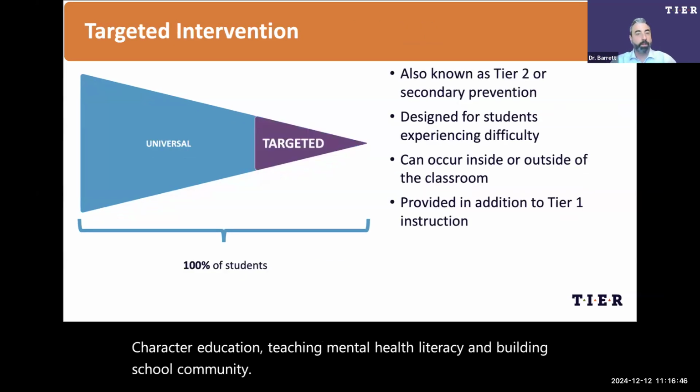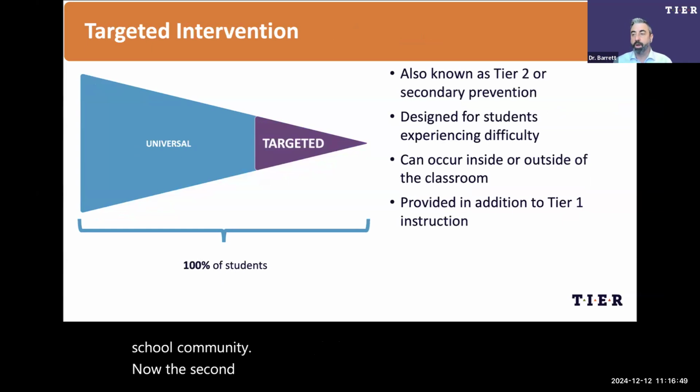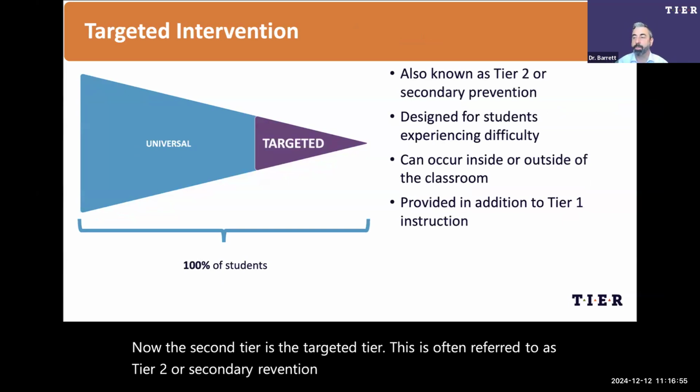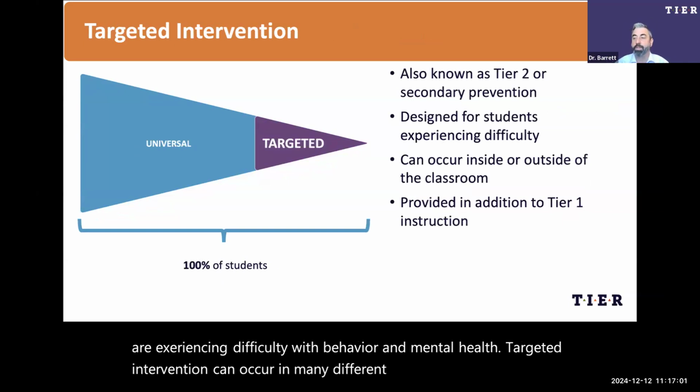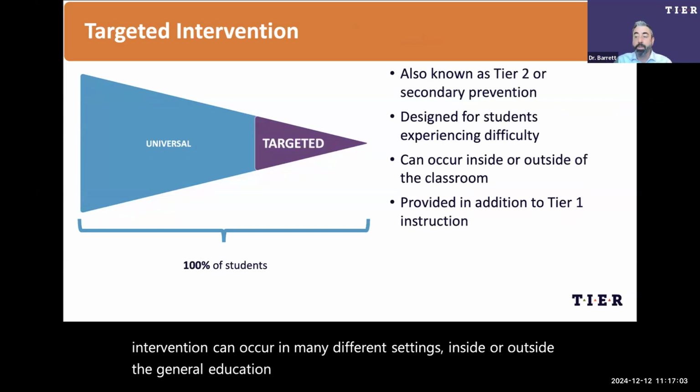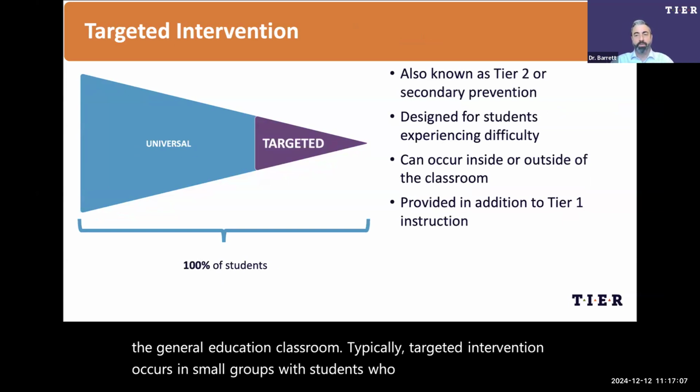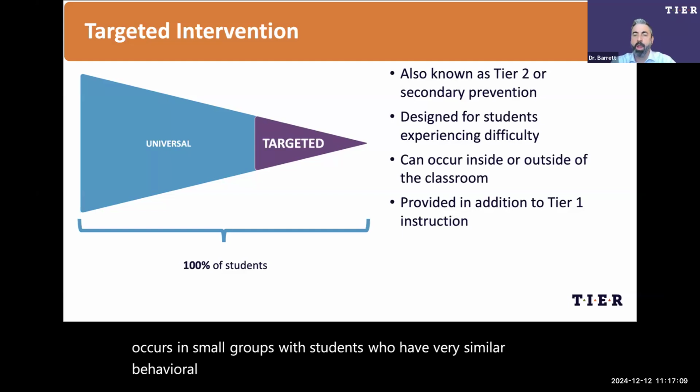Now, the second tier is the targeted tier. This is often referred to as Tier 2 or secondary prevention, and it's designed for students who are experiencing difficulty with behavior and mental health. Targeted intervention can occur in many different settings, inside or outside the general education classroom. Typically, targeted intervention occurs in small groups with students who have very similar behavioral needs, mental health needs.